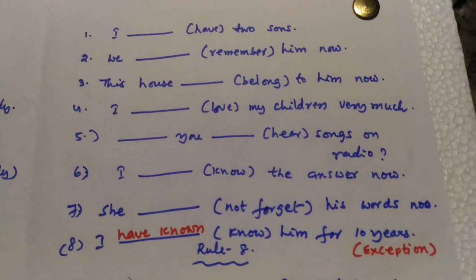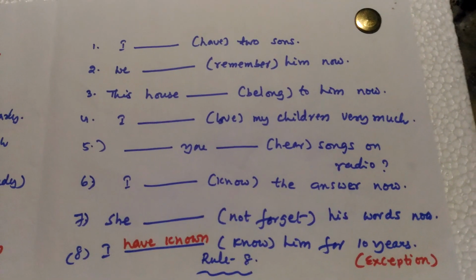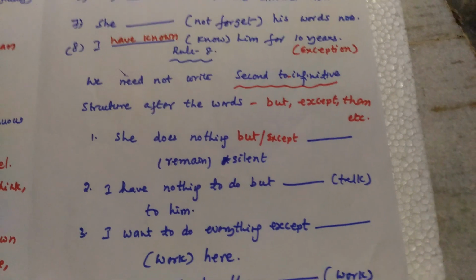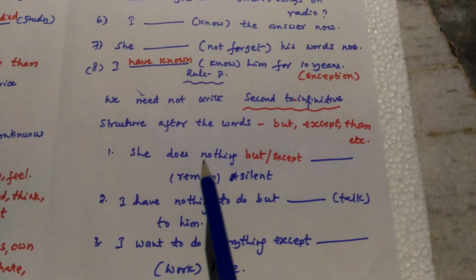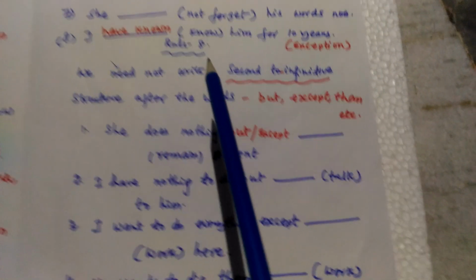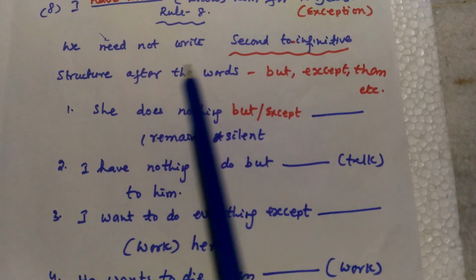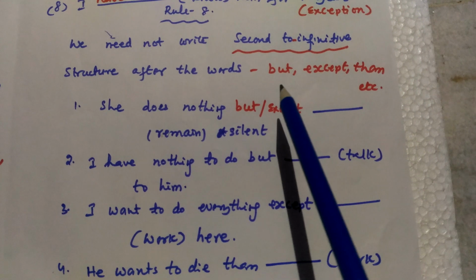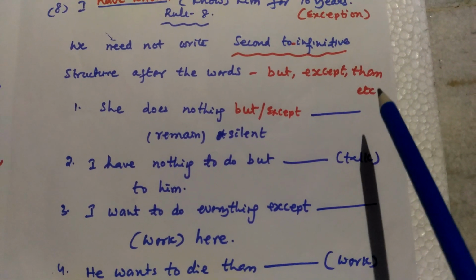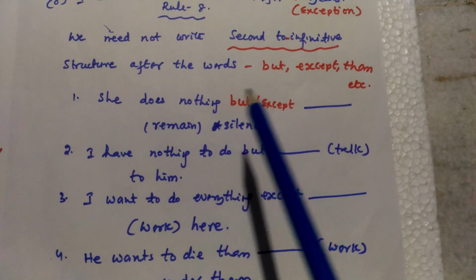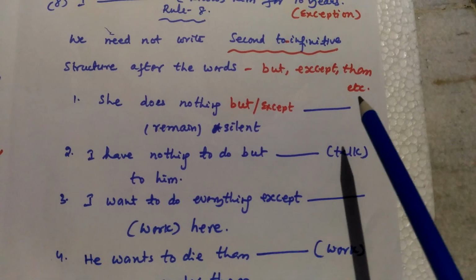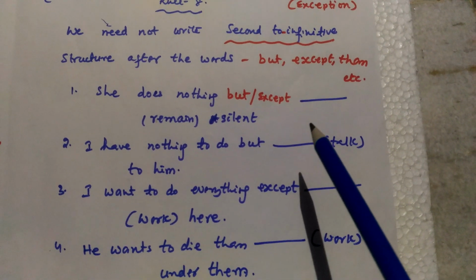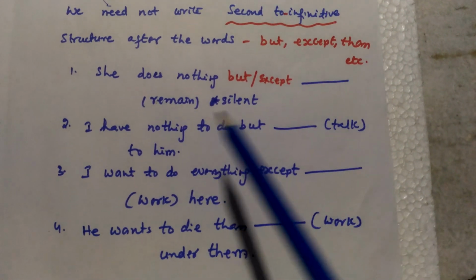Let us see some other rule. Here is rule number 8. That means we need not write the second to-infinitive structure after the words but, except, than, etc. That means after but, except, than, we tend to write only verb 1 form.